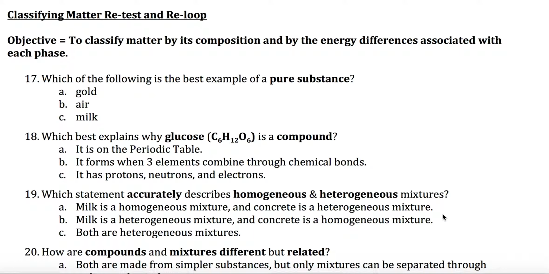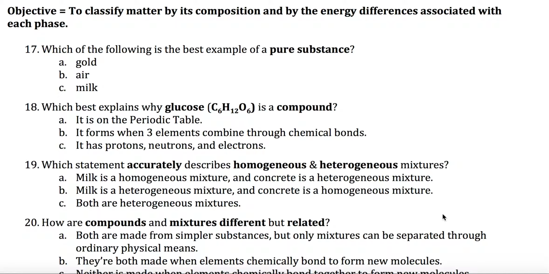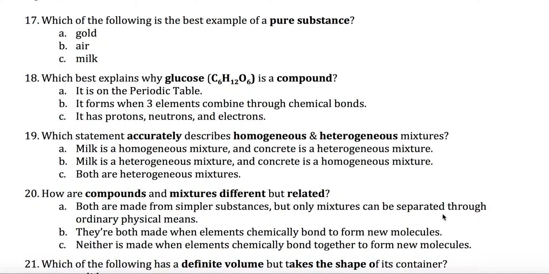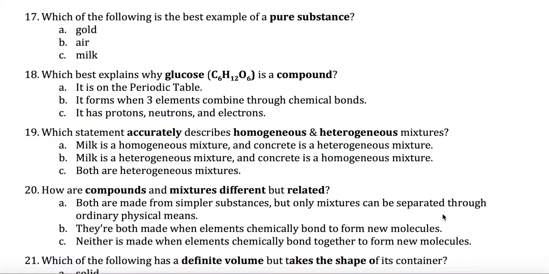Classifying matter, retest, and reloop. Objective: to classify matter by its composition and by the energy differences associated with each phase. Question 17. Which of the following is the best example of a pure substance? A. Gold. B. Air. C. Milk.